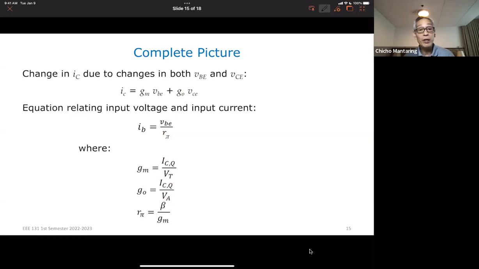Now, what does our model look like? What will our model look like? Okay, if you take a look at this, it looks like a nodal equation.